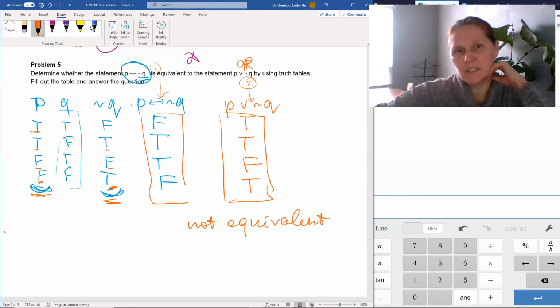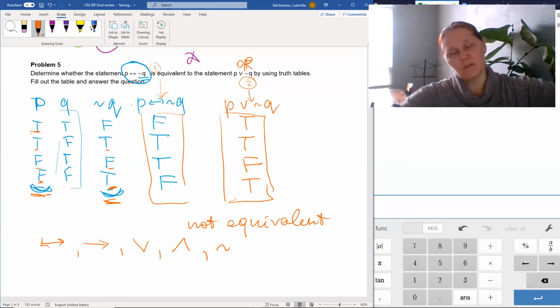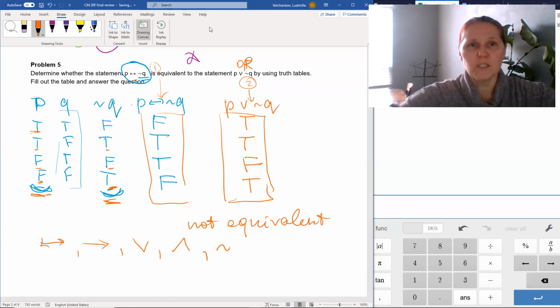On the exam, a statement can have any possible operator that we learn. So if and only if, then, or, and, or negate. So every statement will have a negation. But the statements are really short.